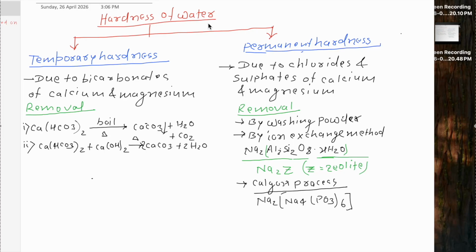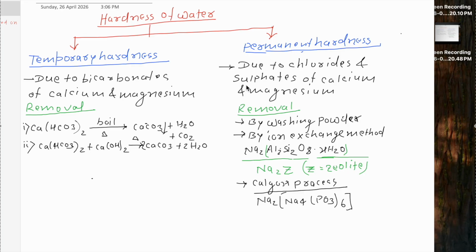We will talk about the hardness of the water. Hardness is of two types. First is temporary hardness, second is permanent hardness. Temporary hardness is due to the presence of bicarbonates of calcium and magnesium in the water. And how can we remove it? First, you boil the given water, and second, add lime. So by two ways we can remove the temporary hardness of the water.